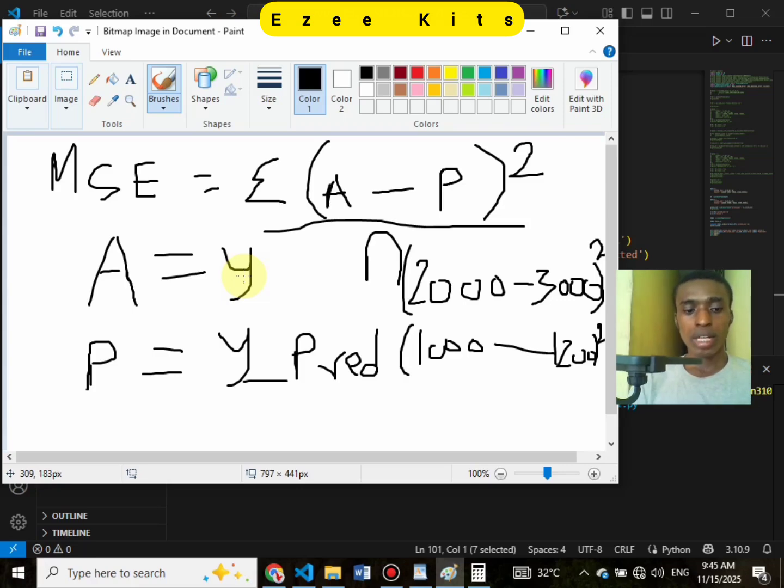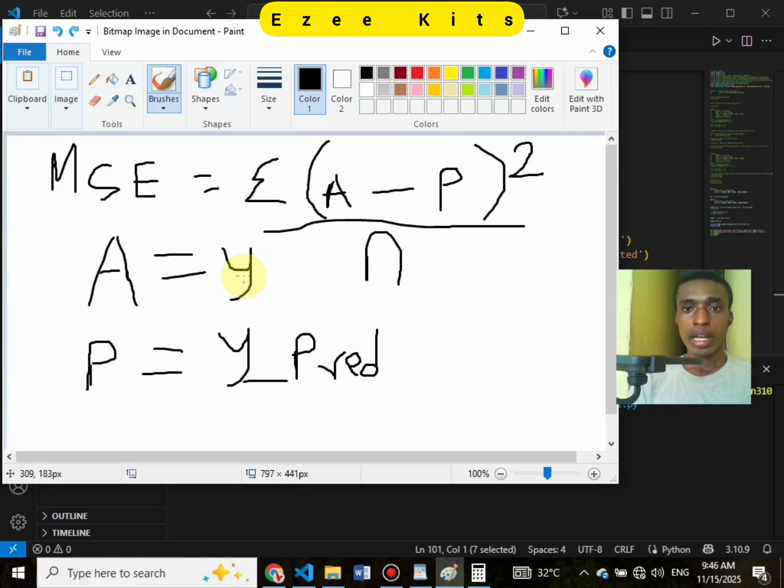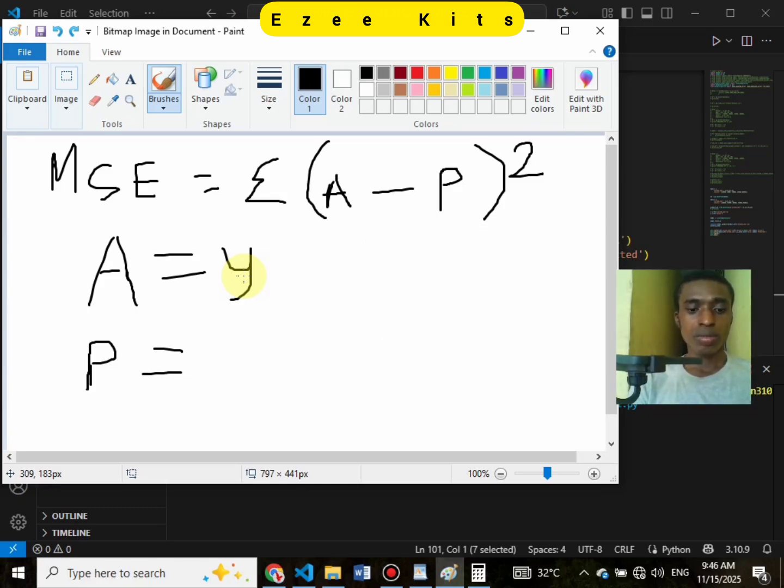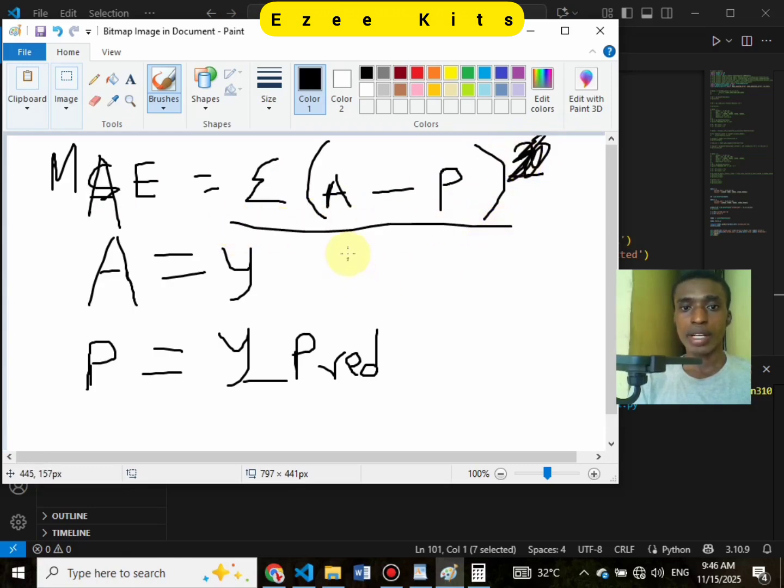So when it comes to the mean absolute error, let me get all these things back. They are basically just going to be saying, okay, when it comes to mean absolute error, remember this is actually mean absolute error, so the square root does not exist in this. It's going to be divided by n. So this is trying to tell us that a minus p is going to be done for all the predictions, not just one prediction.